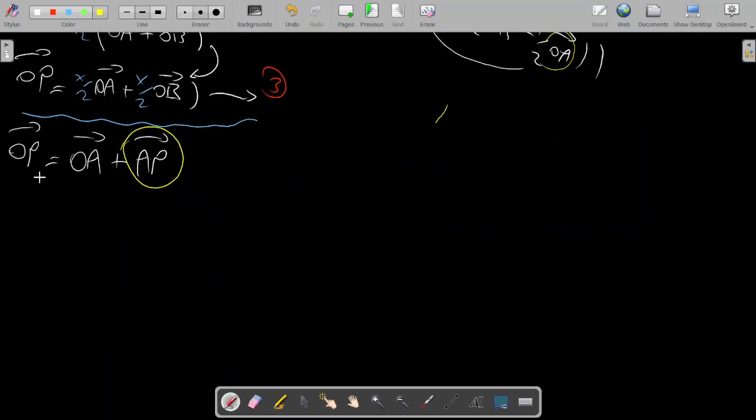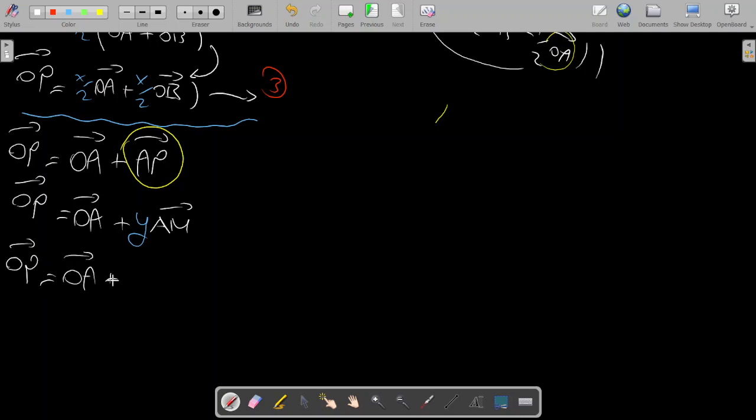So the OP now, I'm going to use the white color. The OP vector is going to be equal to OA vector plus y multiplied in AM vector. Clear? Now let's try to convert. We're going to do the same thing for the AM vector as we did in the previous equation. This is equal to OA plus, of course it's going to be y here, but the AM is the idea that we're going to do a trick with.